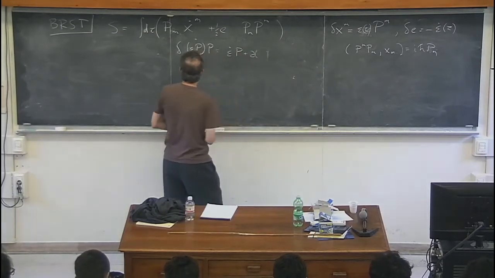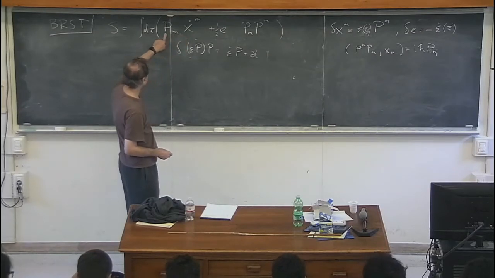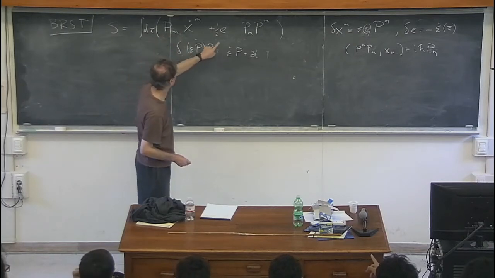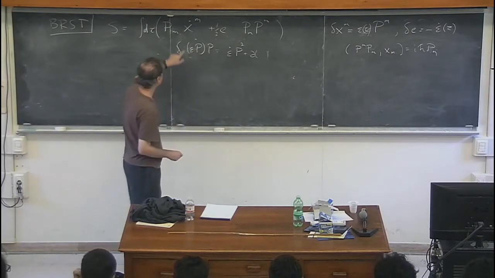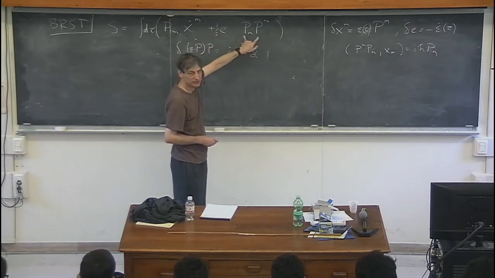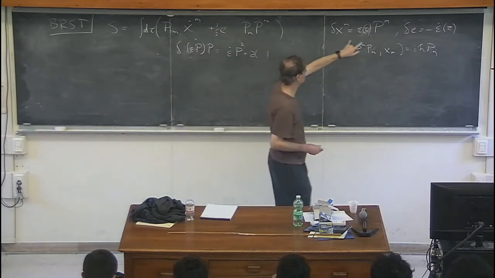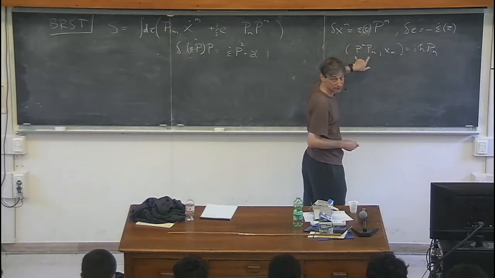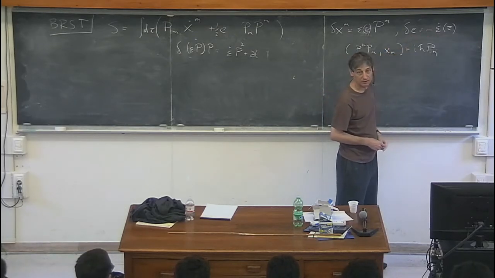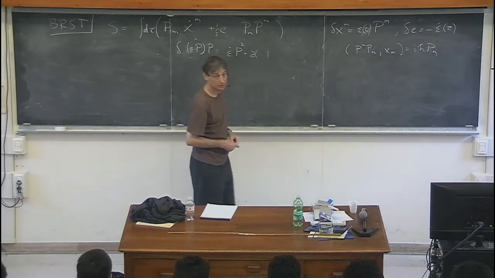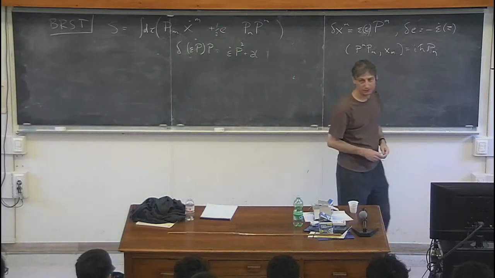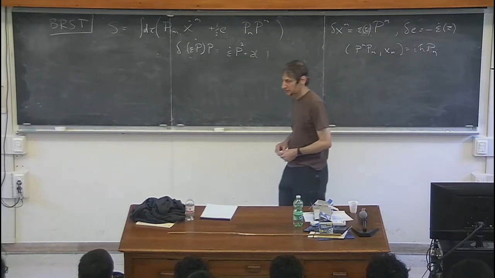This is the general form when you have the action in first order form. You have the term p x dot, and then you have a Lagrange multiplier times the first class constraint. The gauge transformation is that the fields transform by commuting them with the constraint. And then the Lagrange multiplier transforms with the derivative or the negative derivative of the parameter. If you've never seen this before, it's easy to work out. So this is true for any first class constraint.